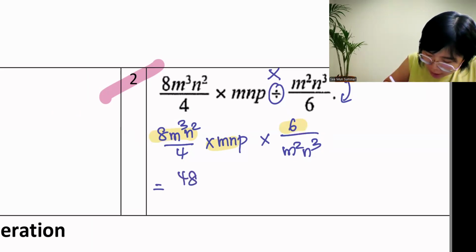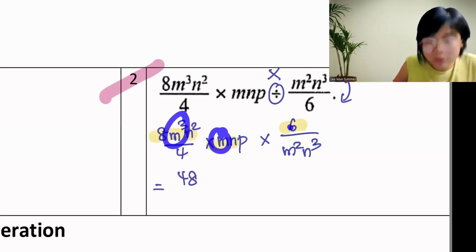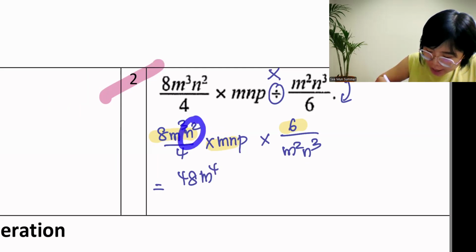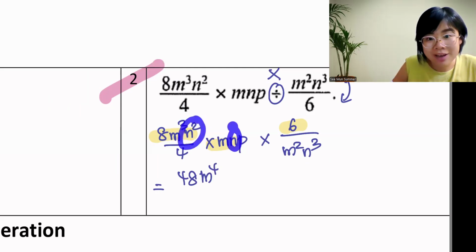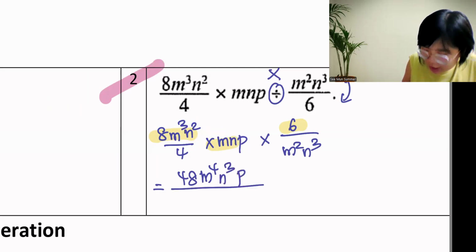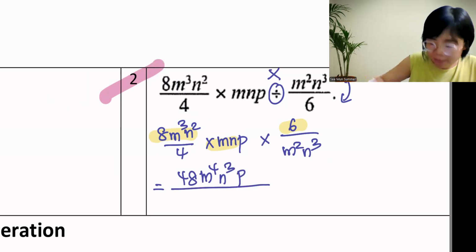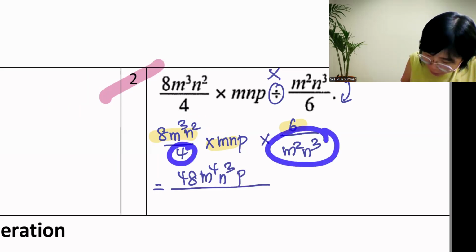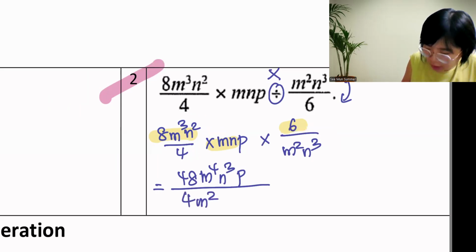And then now, m^3 and then 1 m. So total, how many m do you have? m^3 times another m will be m^4, right? So I will write m power 4. And then how about n? Only n^2 and n. How many n do I have? I will have n^3, correct? Last but not least, my p. So see, I already combined all the top together. And then below, I have 4 and m, n, and 3, right? So I write together 4m^2 and 3.